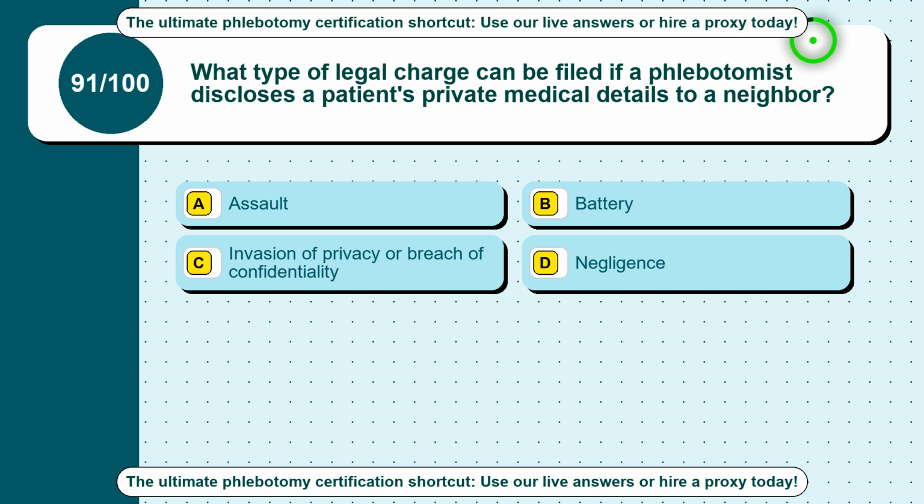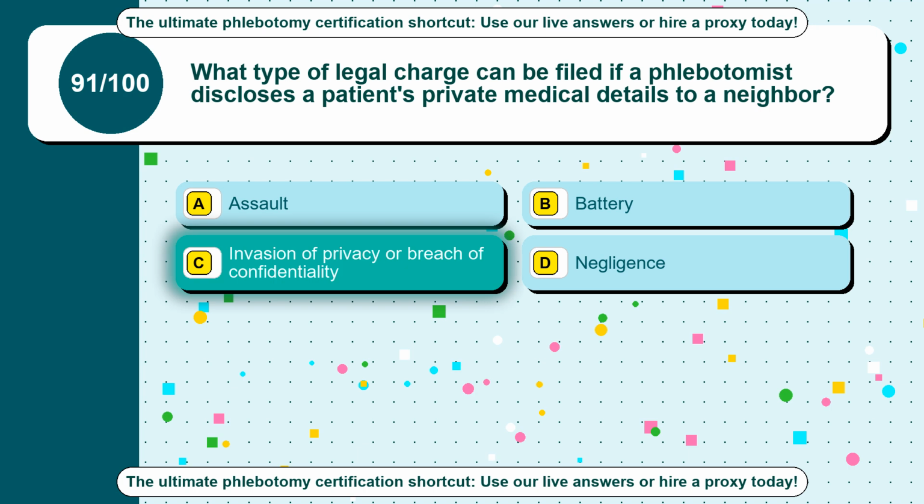Question 91. What type of legal charge can be filed if a phlebotomist discloses a patient's private medical details to a neighbor? Option A. Assault. Option B. Battery. Option C. Invasion of privacy or breach of confidentiality. Option D. Negligence. The correct answer is option C.